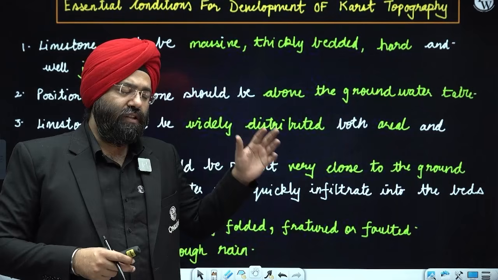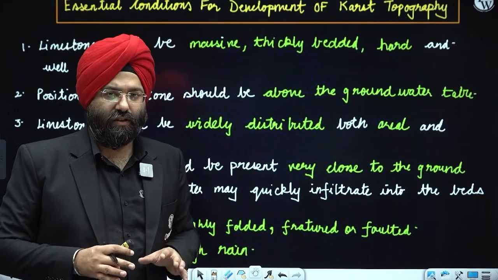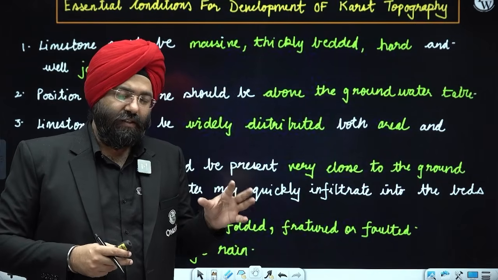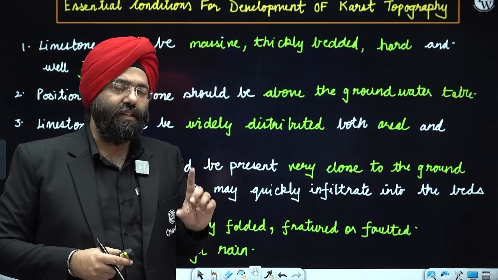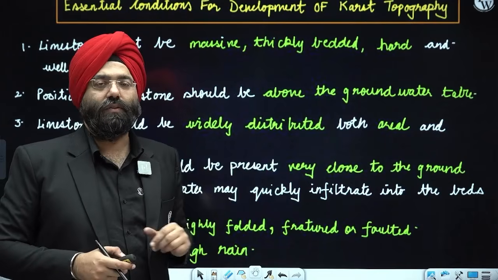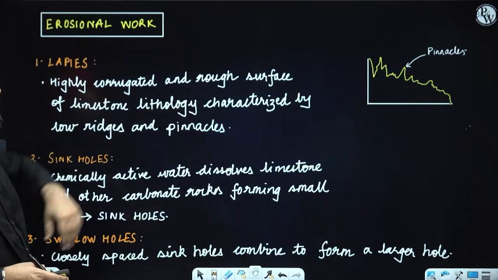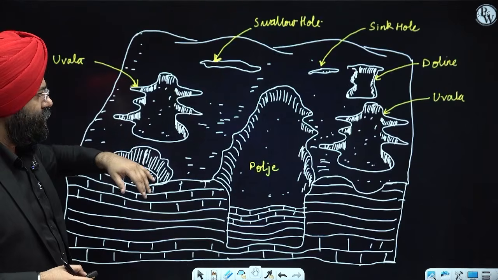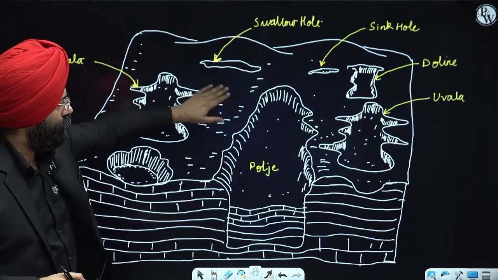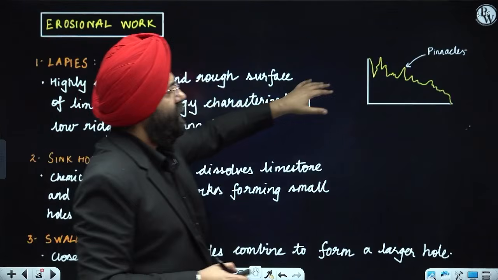If these features are not present in regions, in spite of the fact that limestone is present, you will not see such structures. That is why you see that in spite of the presence of limestone in various countries, such features are not present everywhere because of the non-presence of the above mentioned features. Let's move ahead. Erosional features. If you see such structures over here, you will be seeing something known as lapies.